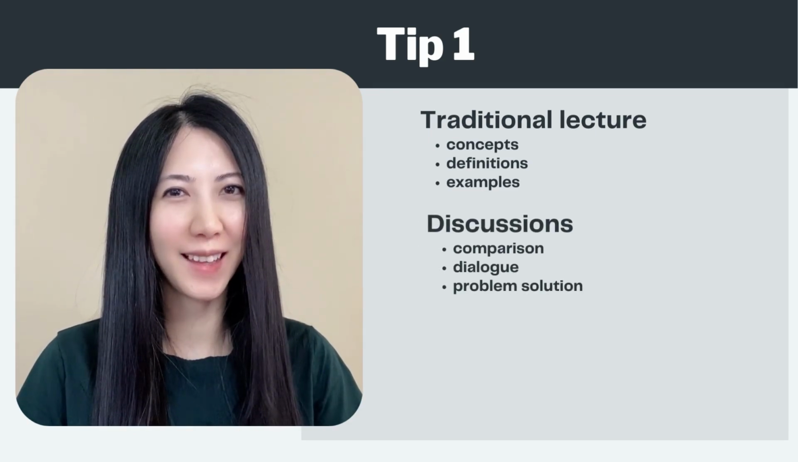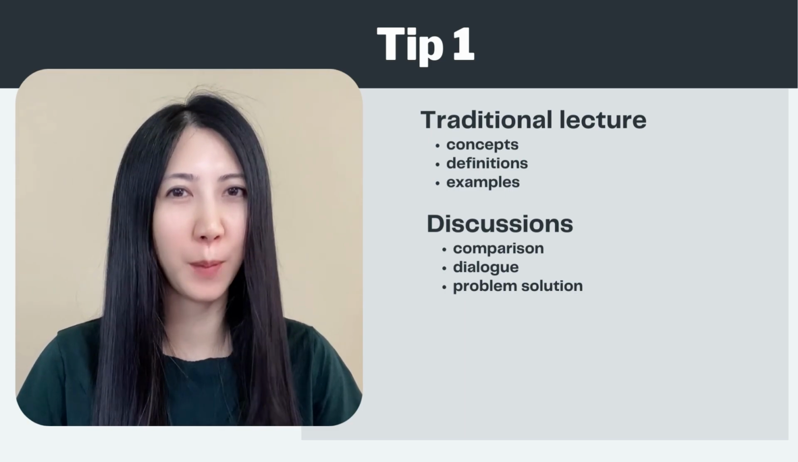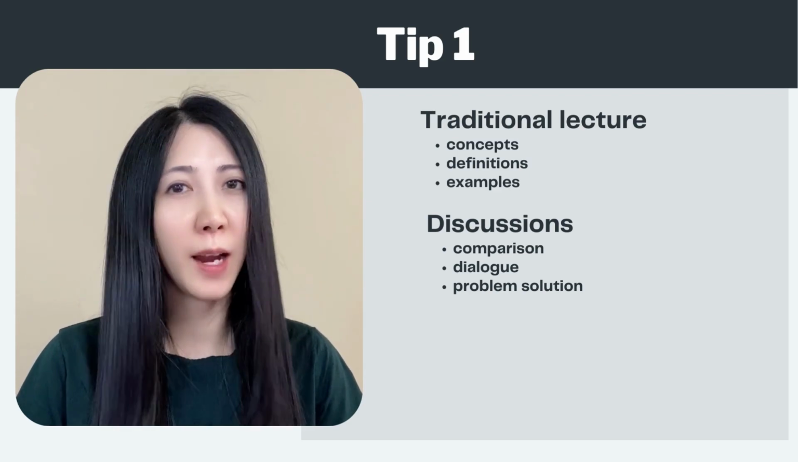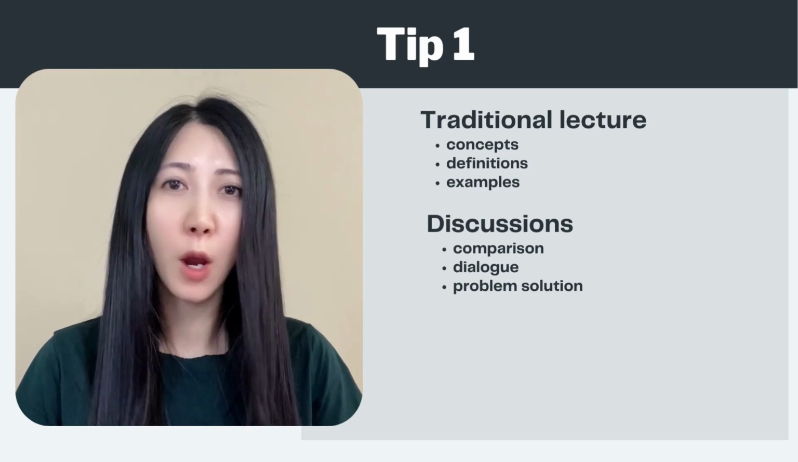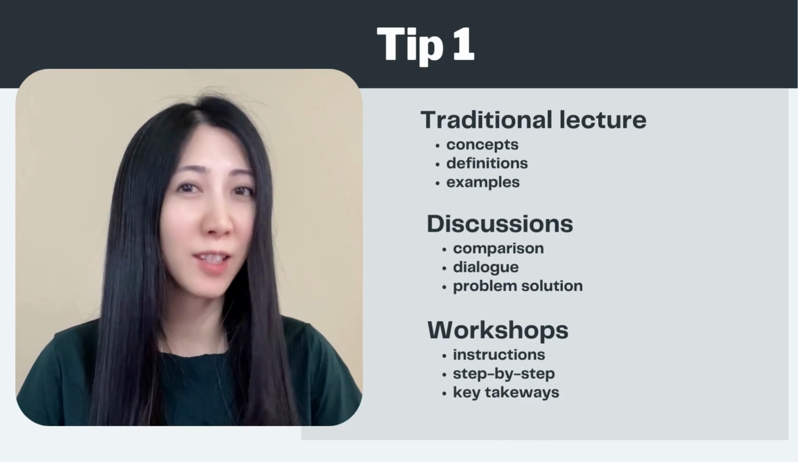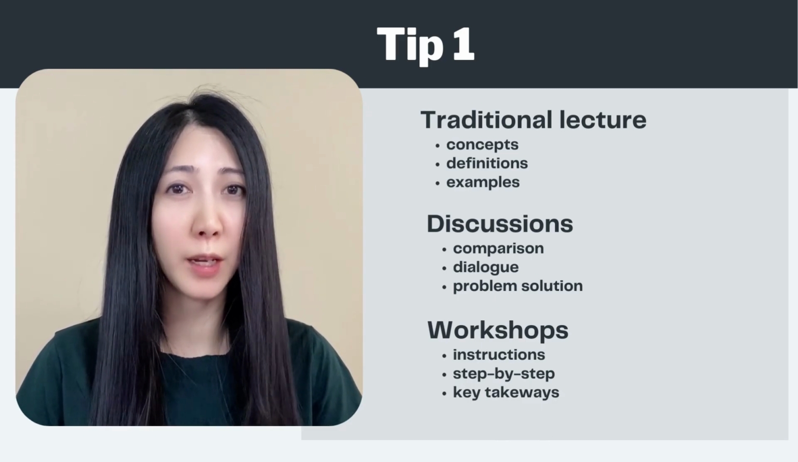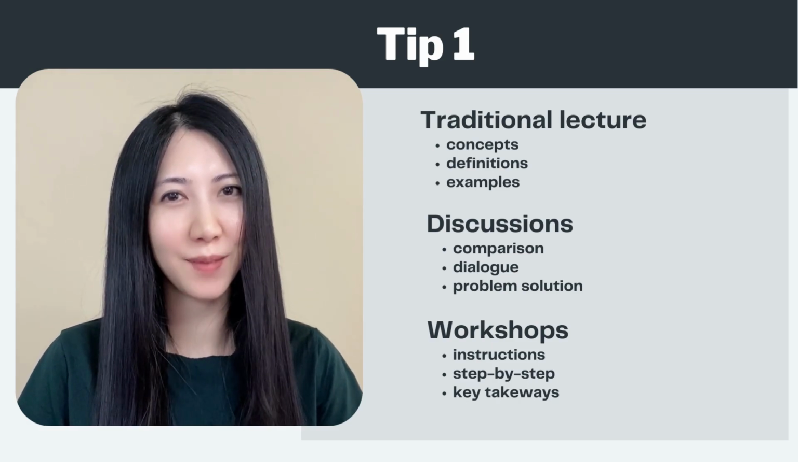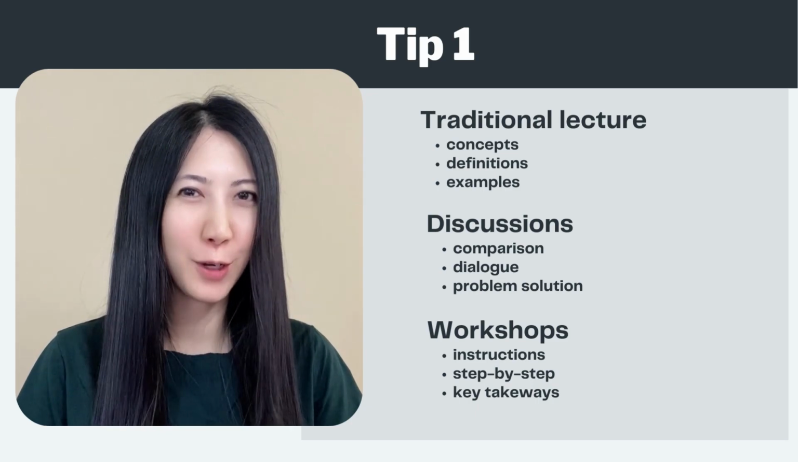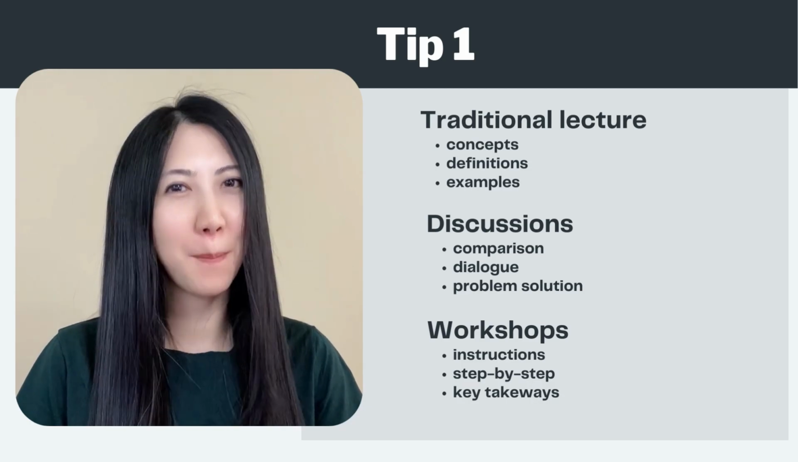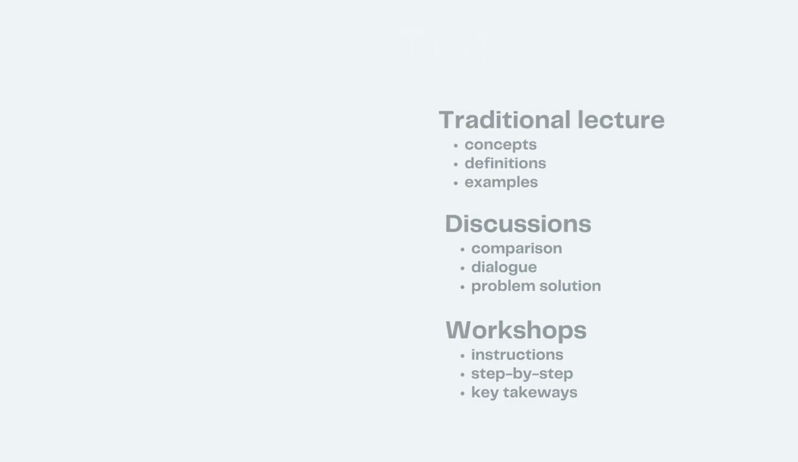In a discussion-based class, you'll focus on jotting down key arguments, viewpoints, and questions that arise from the conversation. It could involve a comparison of different ideas, a dialogue that simulates critical thinking, or examining problems and solutions. In a workshop, students engage in hands-on activities, focus on capturing instructions, step-by-step processes, and key takeaways from the activities. By knowing the class format, you can tailor your note-taking strategies to capture the information in a more organized way and make the most out of your class experience.